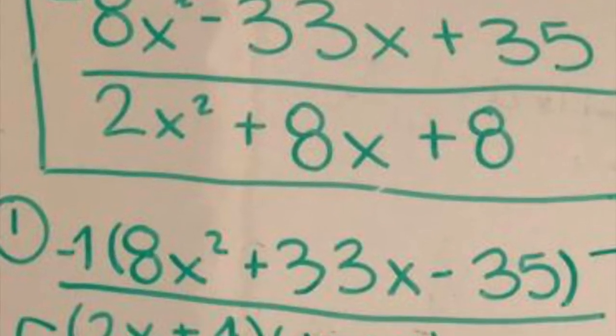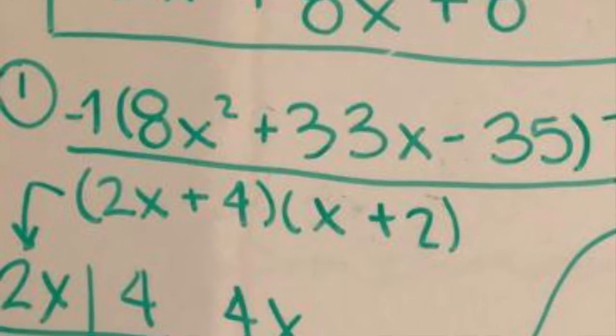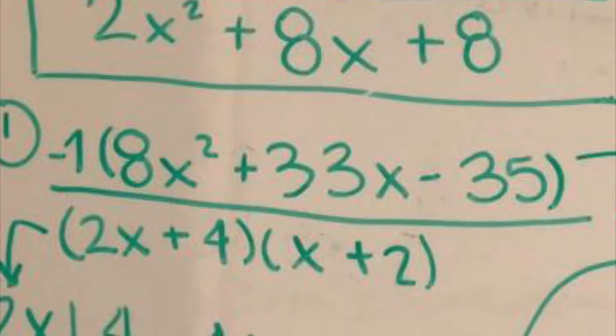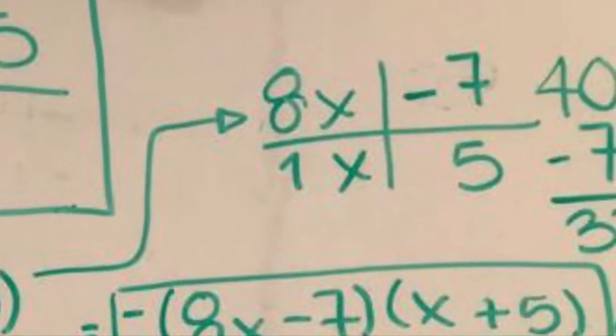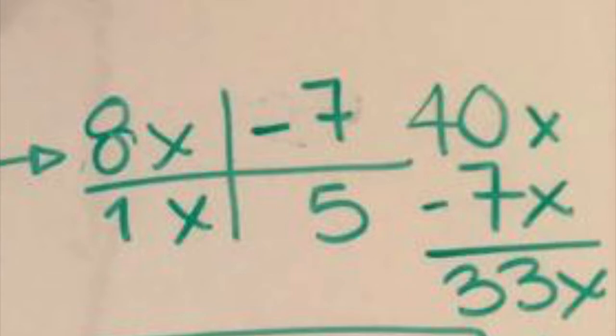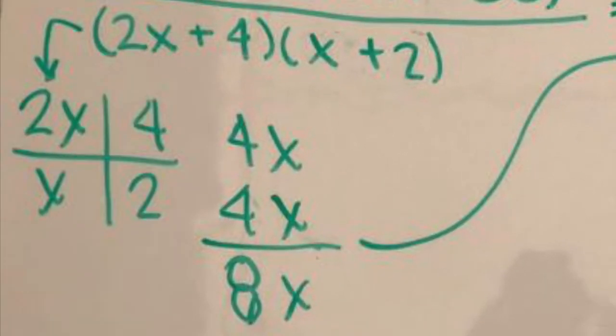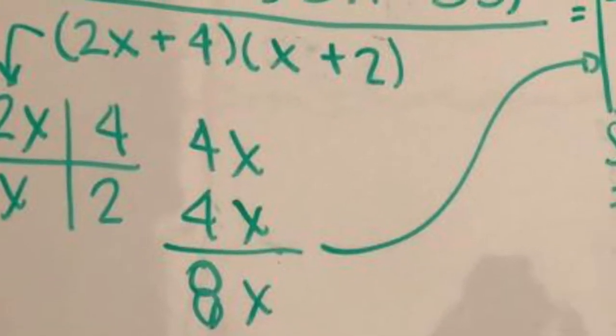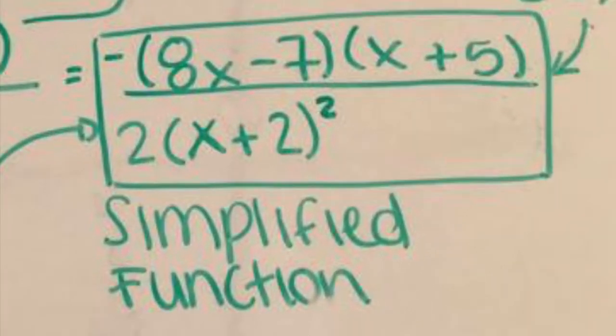The first thing we did is that we took the numerator and multiplied it by -1. We did this to make it positive. Then we factorized it. Then we took the denominator and factorized it as well. However, we wanted to make it smaller, so we used common factor. At the end, our simplified function became minus (8x minus 7) multiplied by (x plus 5) over 2 multiplied by (x plus 2) squared.